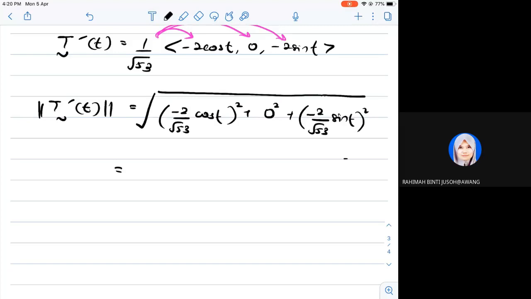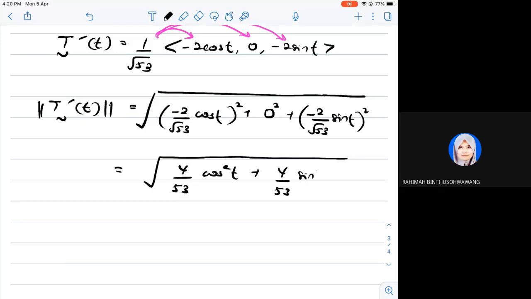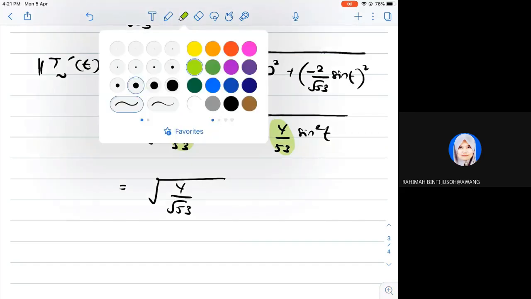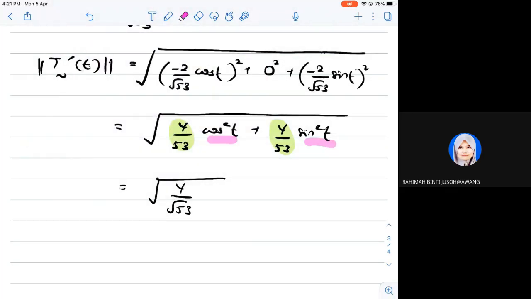So now we will have 4 over 53 cos squared t plus 0 and then plus again negative 2 squared is 4 over 53 sin squared t. Okay, now guys, if you notice here, the coefficients are the same. If they are the same, we can use the trigonometric identity. So it will become 1, therefore it will become 4 over 53 only, because this one and this one will become 1.